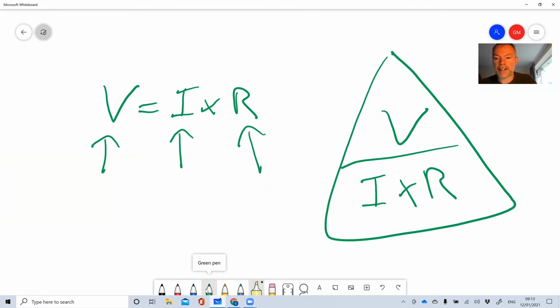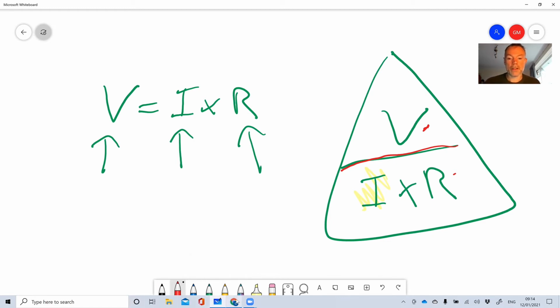So if I say I want to know what the current I is, let's cover up I. So the current is V divided by R, that line stands for divided by. If I wanted to figure out V, it would be I times R. You cover up the one you want and then you can figure out the third one. And it's as simple as that.